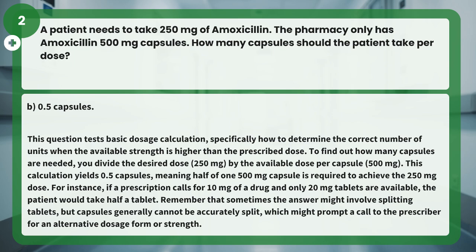250 mg dose. For instance, if a prescription calls for 10 mg of a drug and only 20 mg tablets are available, the patient would take half a tablet. Remember that sometimes the answer might involve splitting tablets, but capsules generally cannot be accurately split, which might prompt a call to the prescriber for an alternative dosage form or strength.